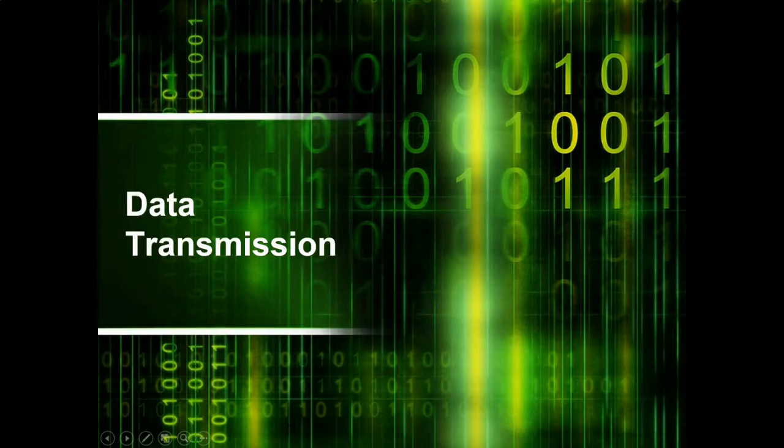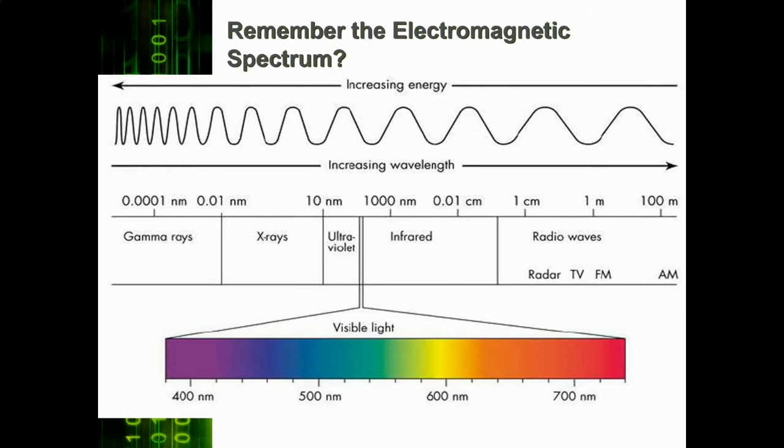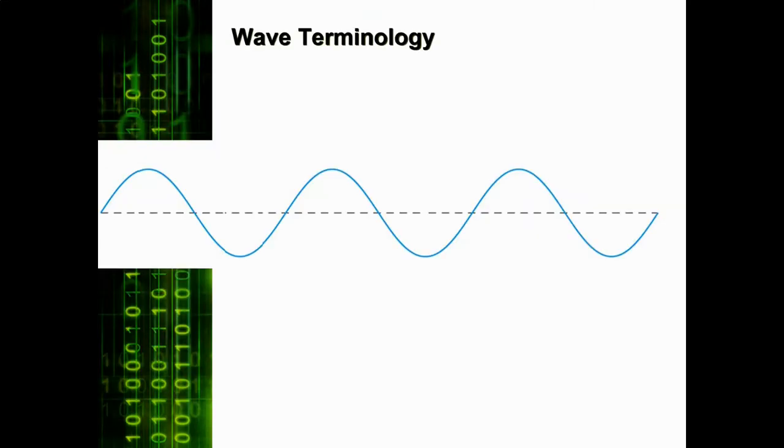Now that we have looked at binary numbers, we are going to look at how we can use those binary numbers and those signals to transmit data to and from your computer. So remember the electromagnetic spectrum and that energy travels in waves. So let's review a few things about waves at this moment.